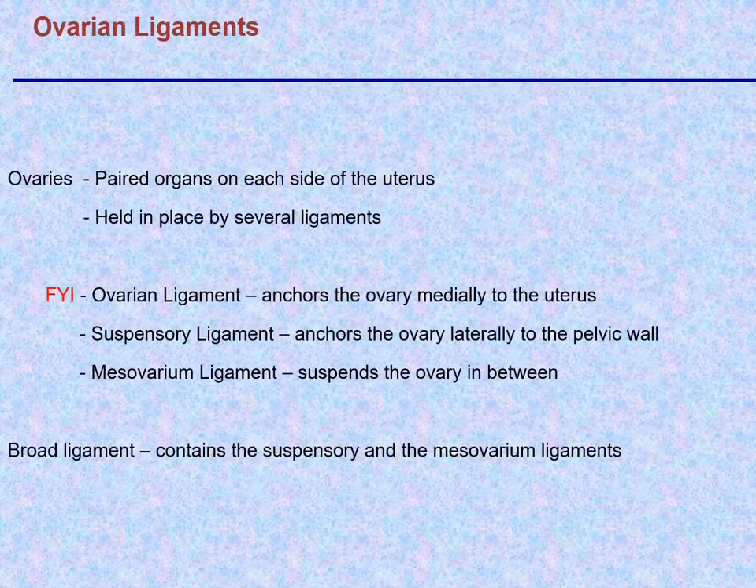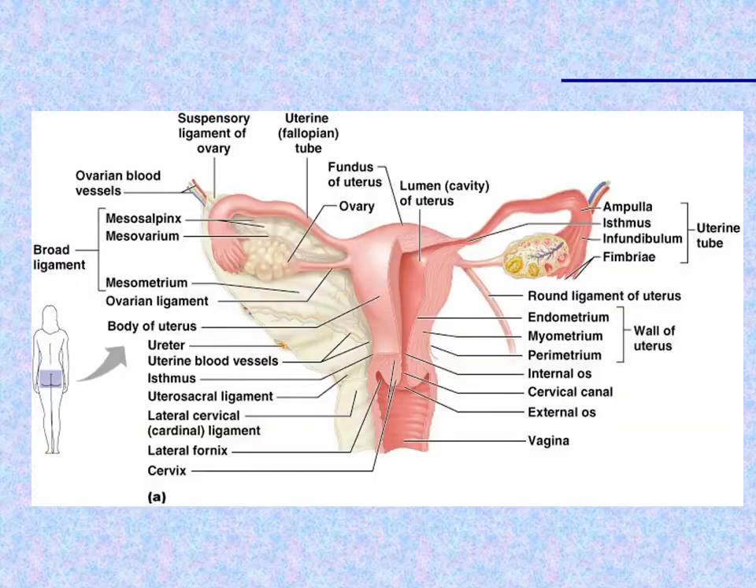We can also understand that all of the structures are held in place by ligaments. So there's ligaments holding the ovaries, there's ligaments holding the uterus in place. There's several different ligaments that anchor everything around. But it's just for your own information. I'm not going to ask you questions on the names of these ligaments or what holds what.